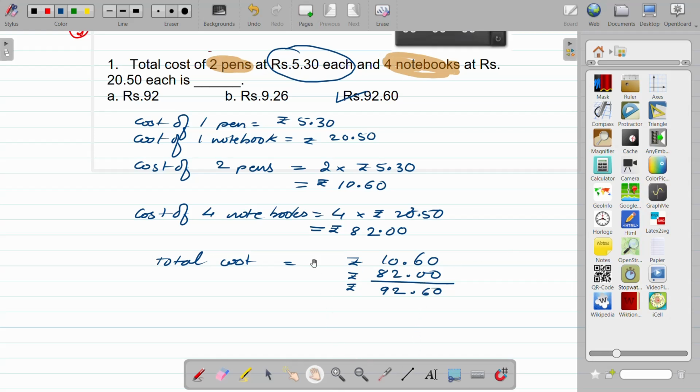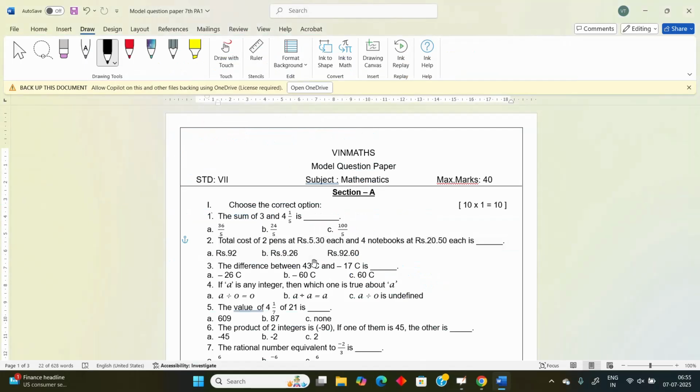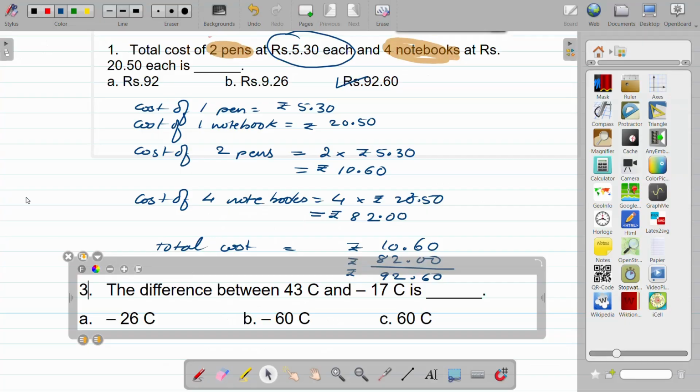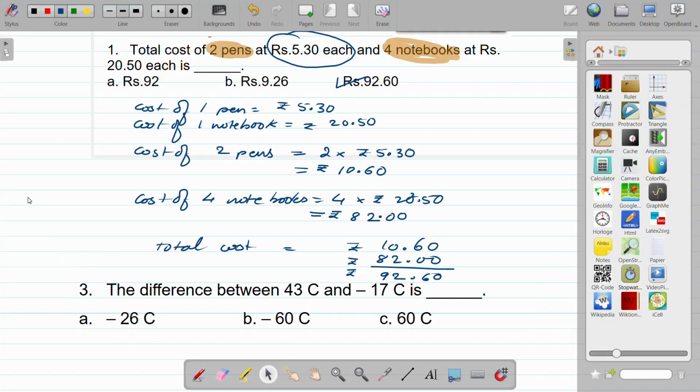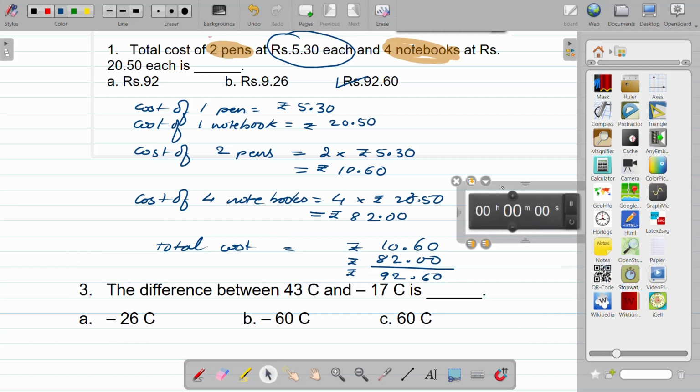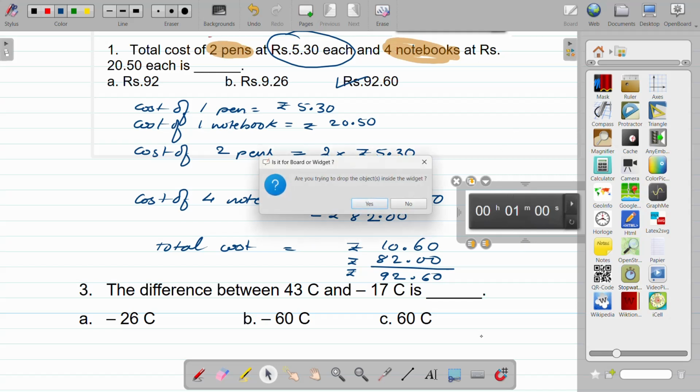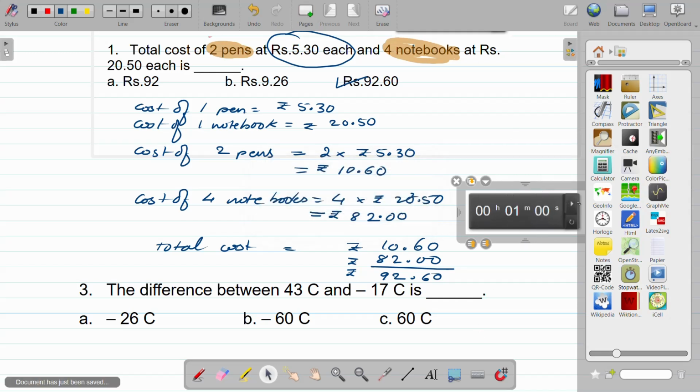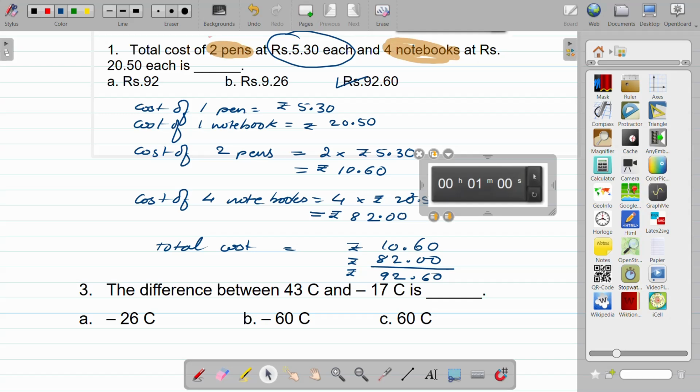Let's take the next question. Question number 3. Difference between 43 degrees Celsius and negative 17 degrees Celsius is. Do it in just 1 minute, because it is only a 1 minute question. Difference means, easily we know what it is.